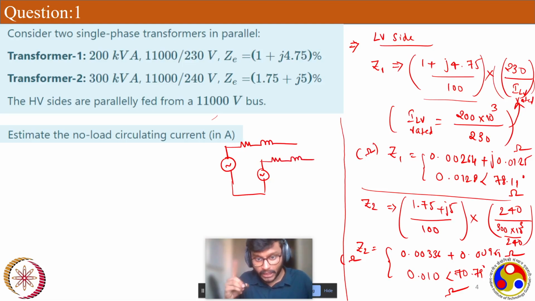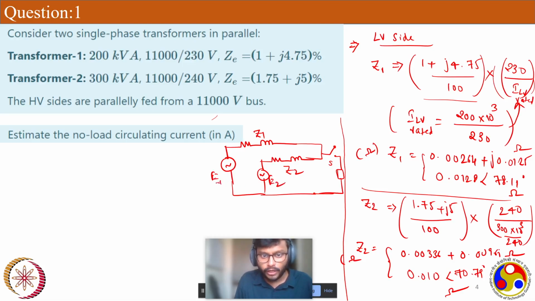I'm just drawing the equivalent circuit of my secondary side. These two are in parallel, and they said that there is no load. The switch is open. So this is Z1, this is Z2 we calculated, and this is E1, and this is E2. Don't confuse E1 and E2 with primary and secondary, but this is just two different transformers in my secondary side.